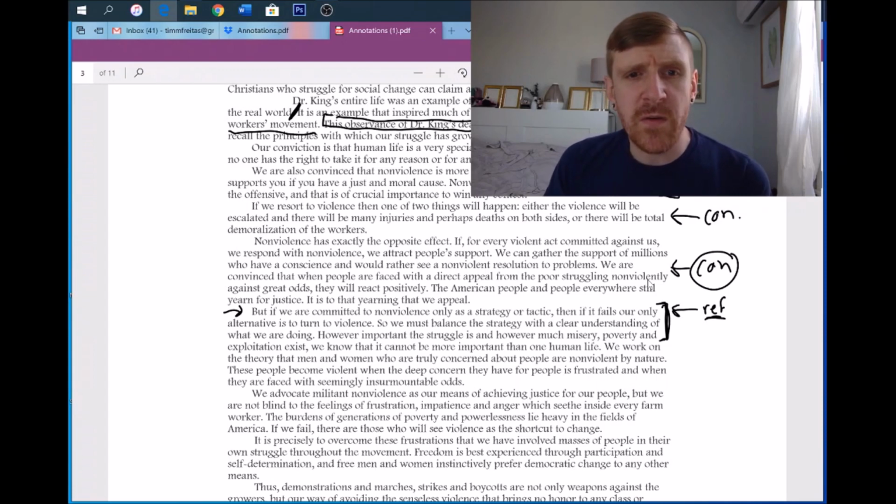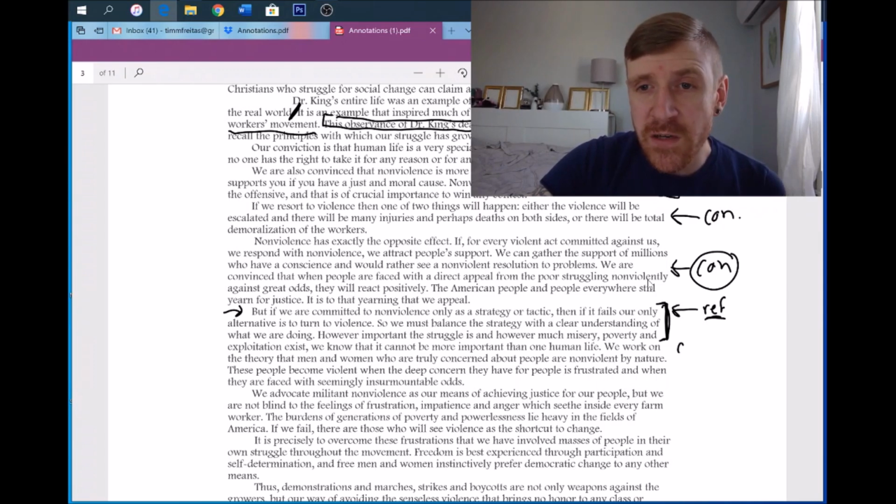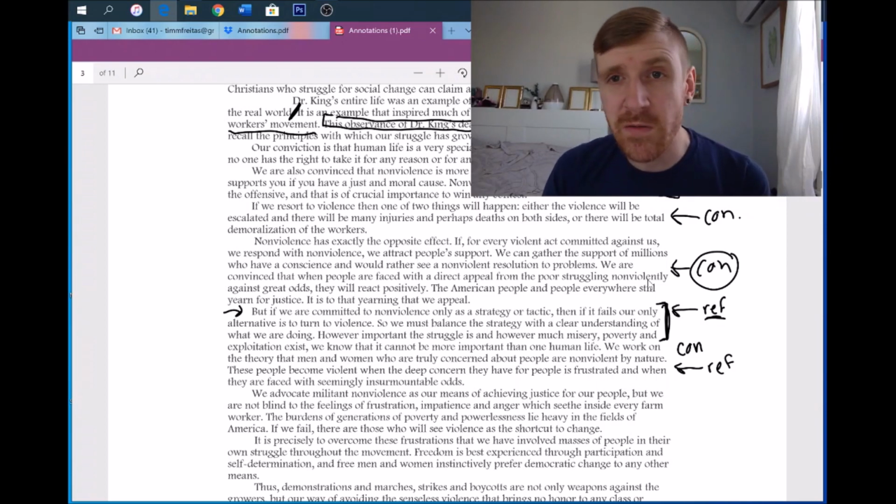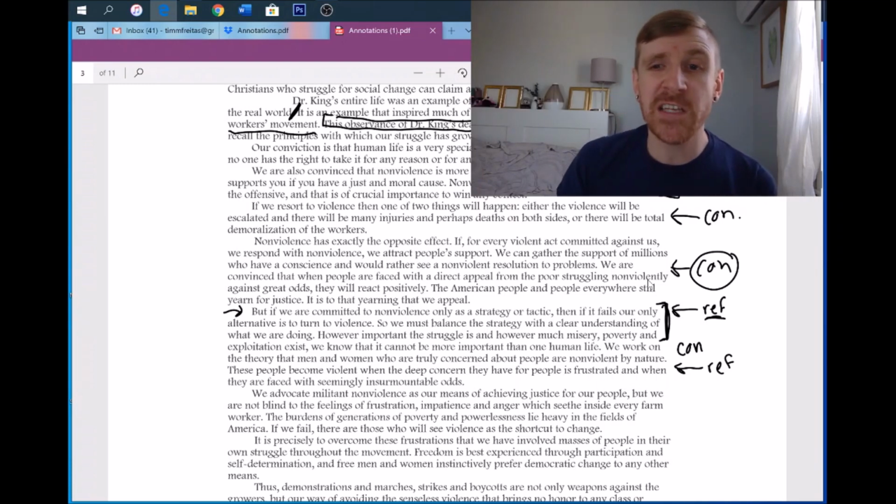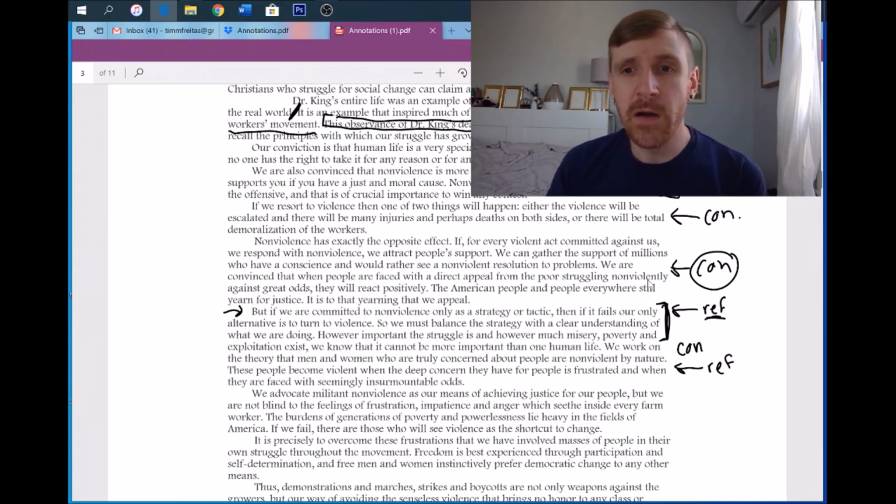It says, we work on the theory that men and women who are truly concerned about people are nonviolent by nature. These people become violent when the deep concern they have for people is frustrated and when they are faced with seemingly insurmountable odds. So you'll notice he confirms here why nonviolence is much more powerful because you're much more human. But then sure enough, he does indeed recognize the moment of people that might disagree with him, because they are indeed frustrated. But as he empathizes with them, he's working to then change them by showcasing the power of nonviolence all the more. And we see that in the next paragraph.